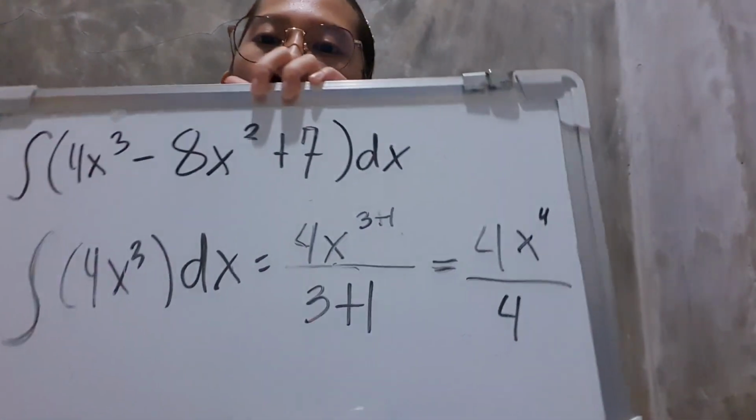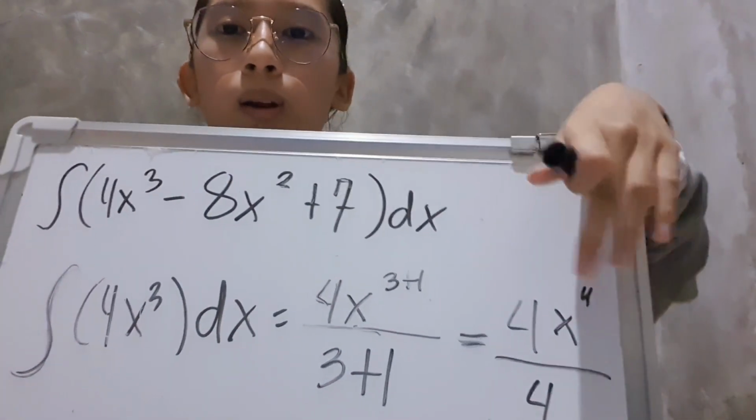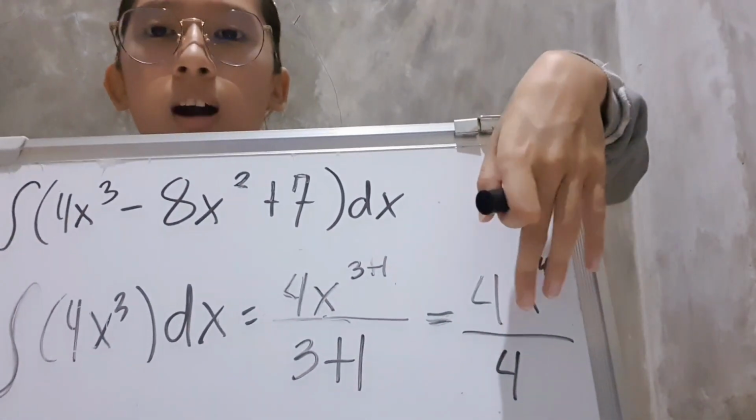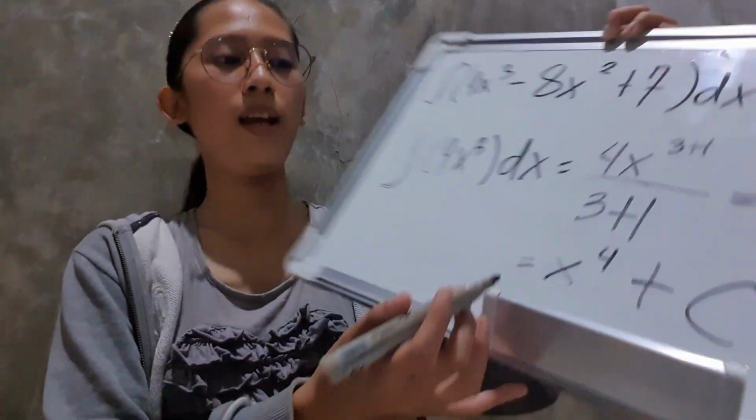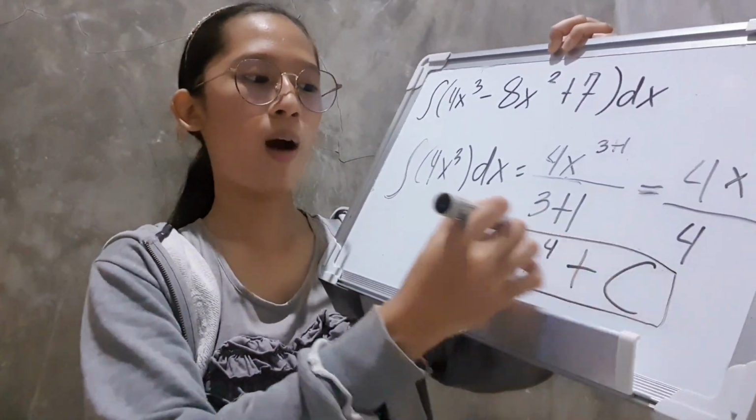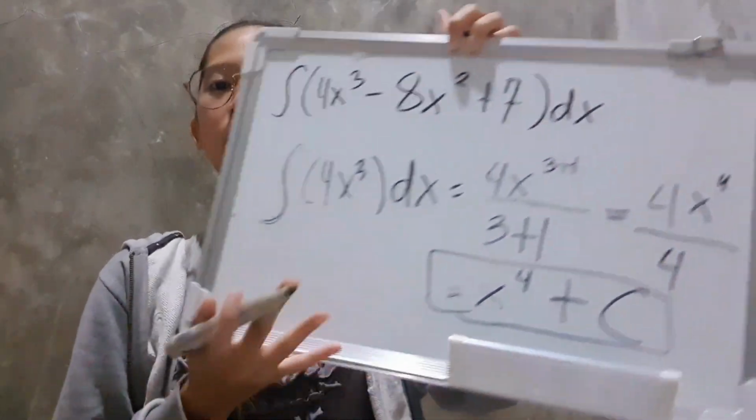Now we are going to simplify this by dividing by our denominator. 4 divided by 4 is equal to 1, so that will only leave our x. Then let's copy our exponent. Then, of course, we should not forget the plus c. So the antiderivative of our first term is x to the power of 4 plus c. So we have found the antiderivative of the first term.